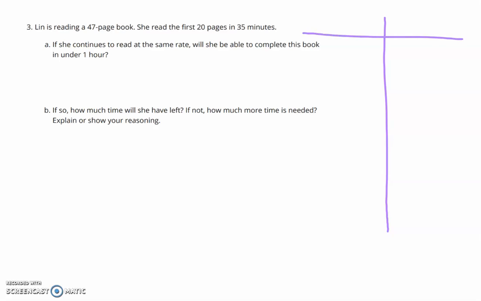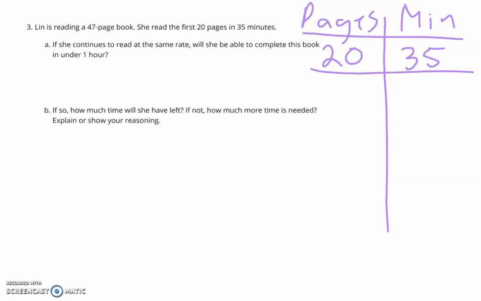Let's make a table. We have pages, and we have minutes. We're told that Lynn can read 20 pages in 35 minutes. I'm trying to figure out if she reads at the same rate, can she finish the book in an hour, in under an hour? It's a 47-page book. I'm going to double both of these. 35 times 2 is 70. 20 times 2 is 40.